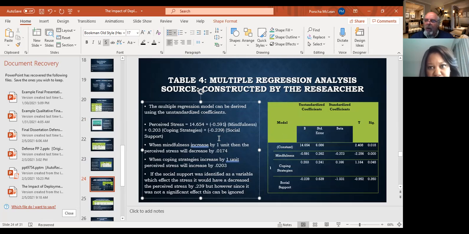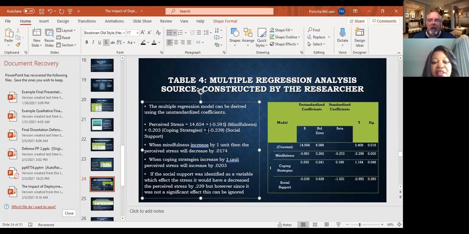That's the main goal of regression models, is to come up with a formula that if you know some information about the predictor variables, you should be able to predict what their stress levels will be. So that's what this is about. And then we use the B column numbers, right? Only the B column numbers. So mindfulness is negative 0.591. And then coping strategies, you got that one right, 0.203. And then delete the social support because it wasn't significant.